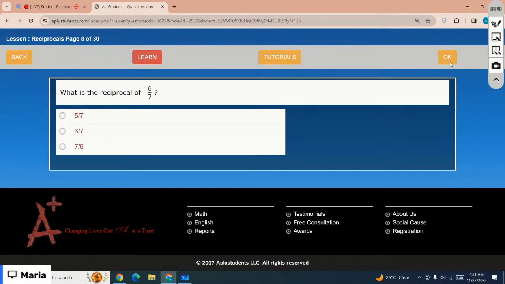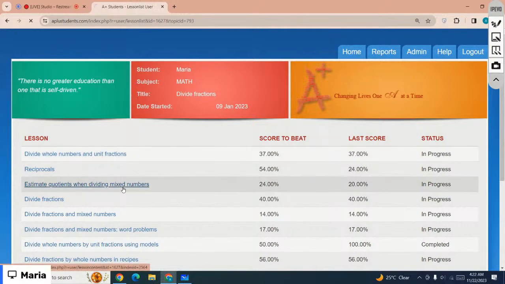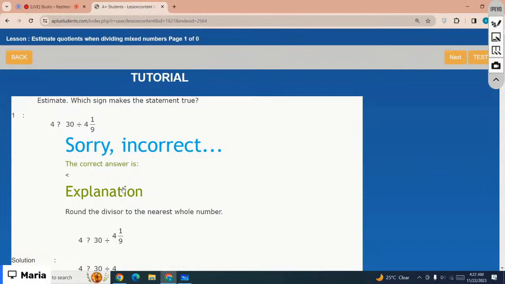The next lesson is estimating quotients when dividing mixed numbers. Now we have to do estimation basically, right? We already worked on estimation. We're going to see how we do it here. Okay, estimate which sign makes the equation true, right?